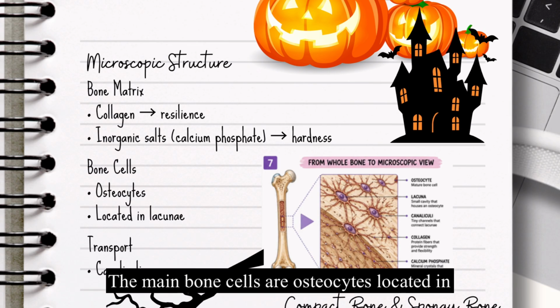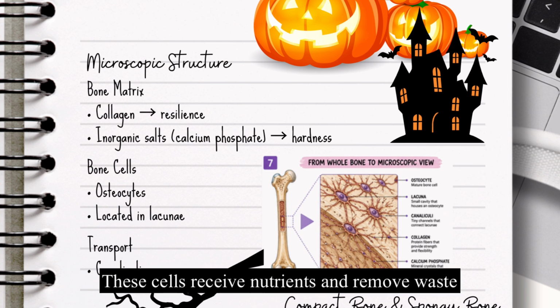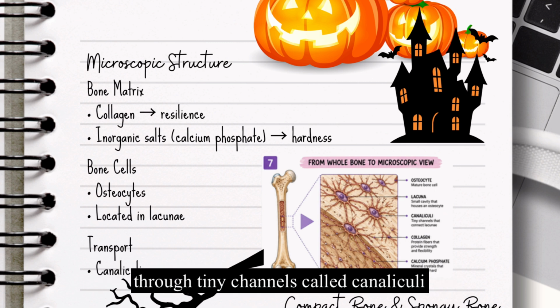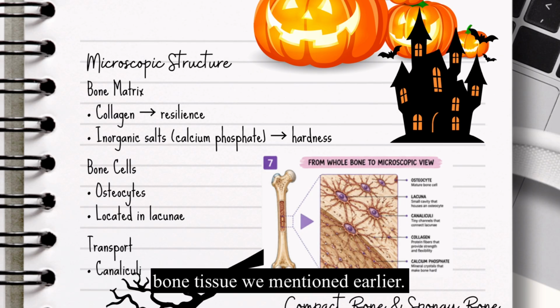The main bone cells are osteocytes, located in small spaces called lacunae. These cells receive nutrients and remove waste through tiny channels called canaliculi, which connect neighboring lacunae. Let's take a closer look at the two types of bone tissue we mentioned earlier.